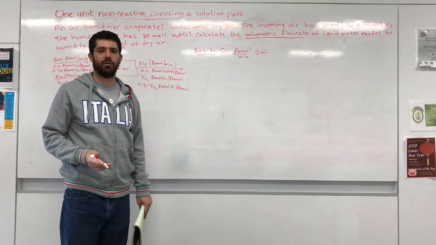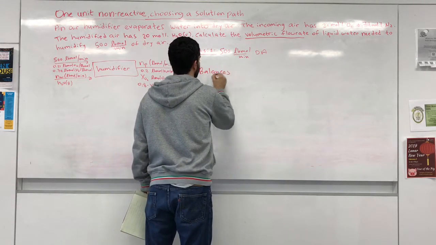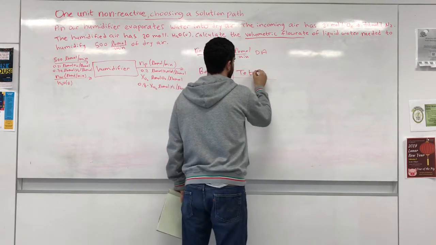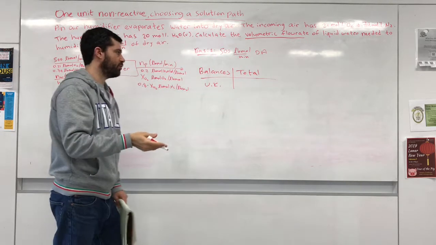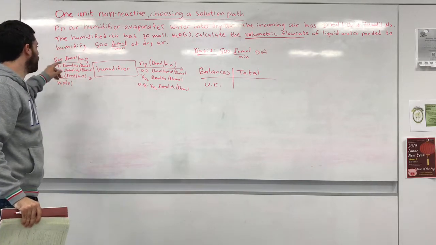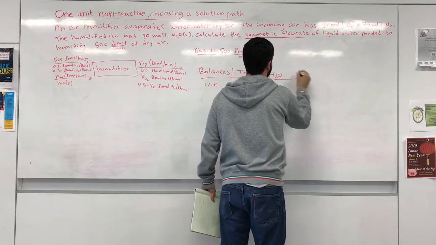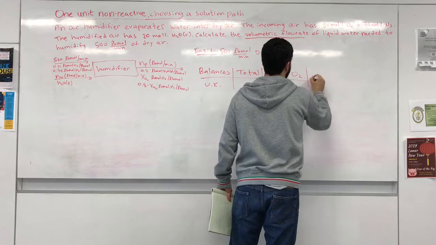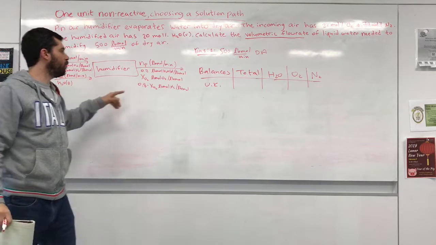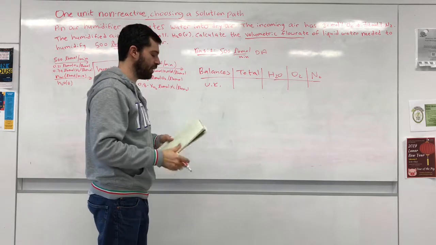So now we'll draw our table of balances and unknowns as we always do. And again, we always have the total balance, whether it's mass or mole or whatever we're using. So total balance. And here we have three species, right? We have water, oxygen, and nitrogen. So we'll write H2O, O2, and N2. And it's important to note that even though the water coming in is liquid and the water coming out is vapor, it's still the same species, so it only has one independent balance.